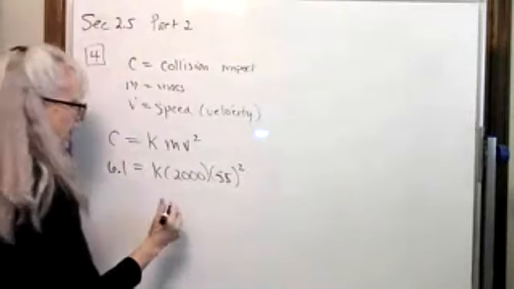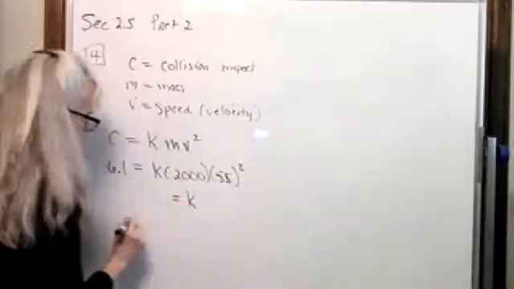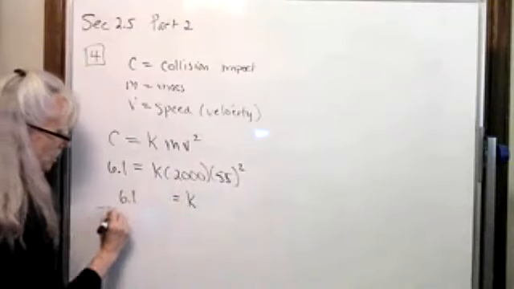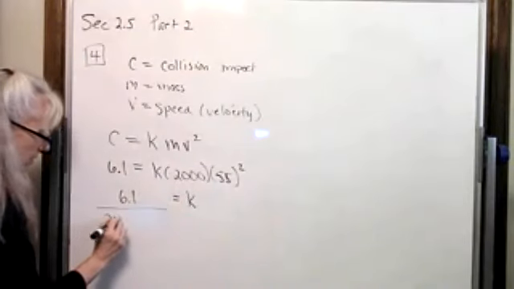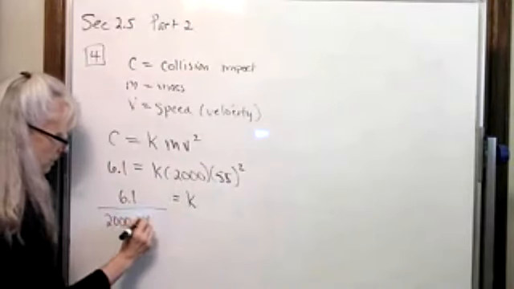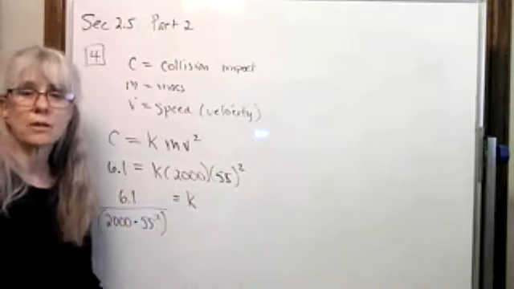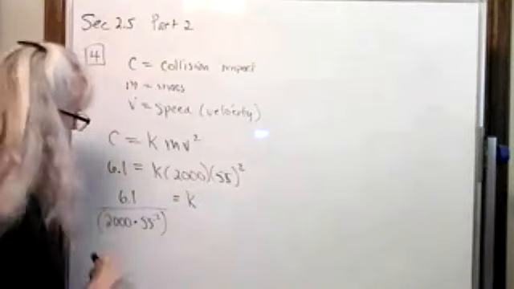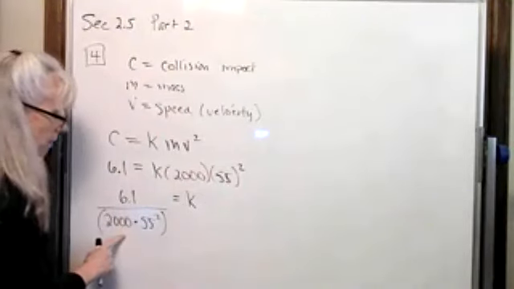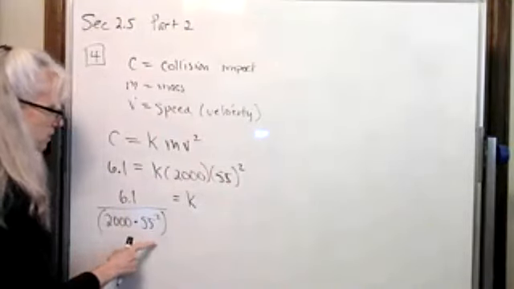We now need to solve for K. So we're just going to divide everything out. I'm going to let the calculator do the grunt of the work. So we're going to take 6.1 and divide it by 2,000 times 55 squared. Whatever you do, make sure you put parentheses around the entire denominator, otherwise you'll get the wrong answer. So again, I have 6.1 divided by the quantity 2,000 times 55 squared.